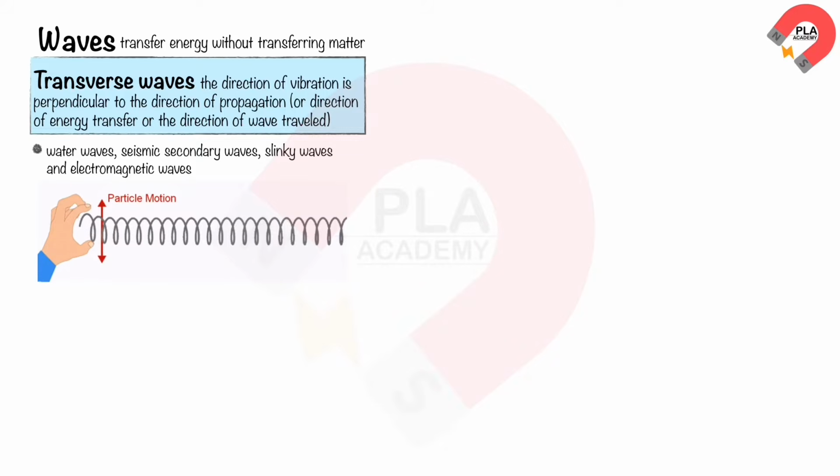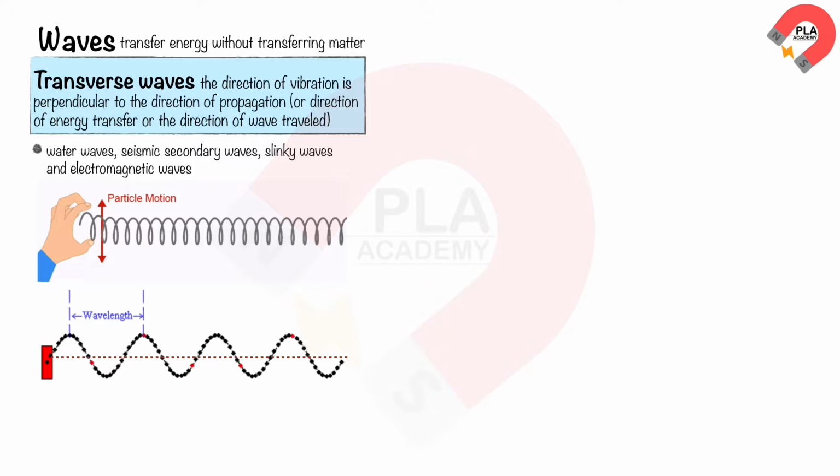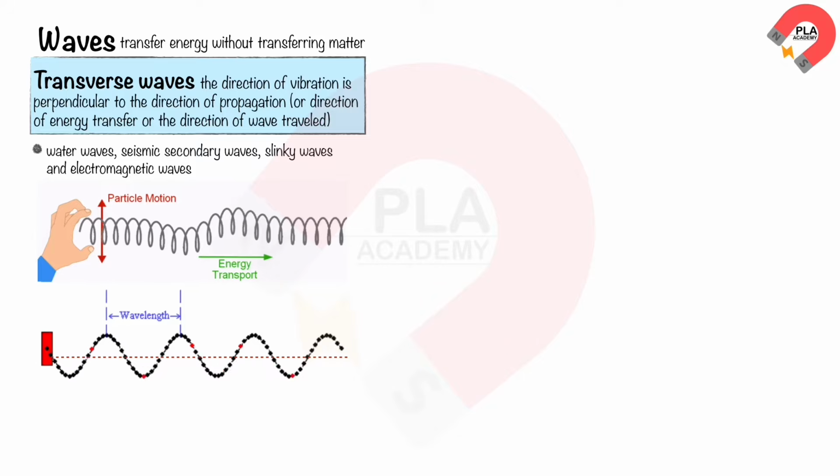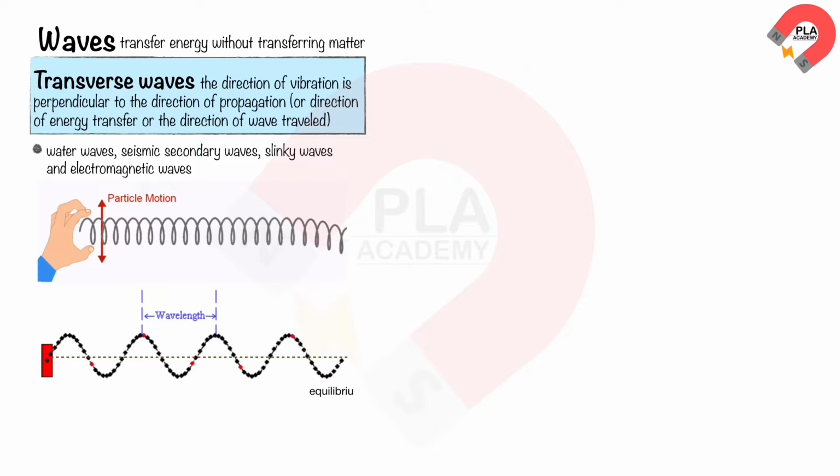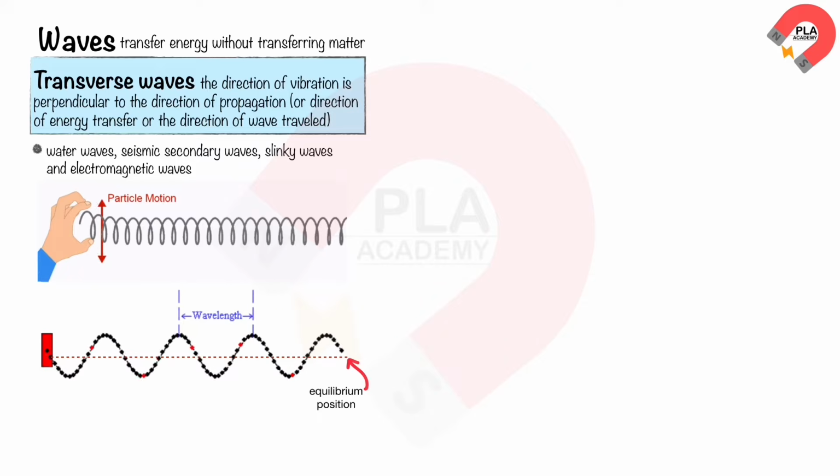We can demonstrate the transverse wave by shaking the spring up and down, as shown. The direction of vibration is up and down, which is perpendicular to the direction of wave propagation, or direction of energy transfer, or direction of wave travel, which is to the right. The direction of vibration is up and down, around the equilibrium position. This is the equilibrium position.